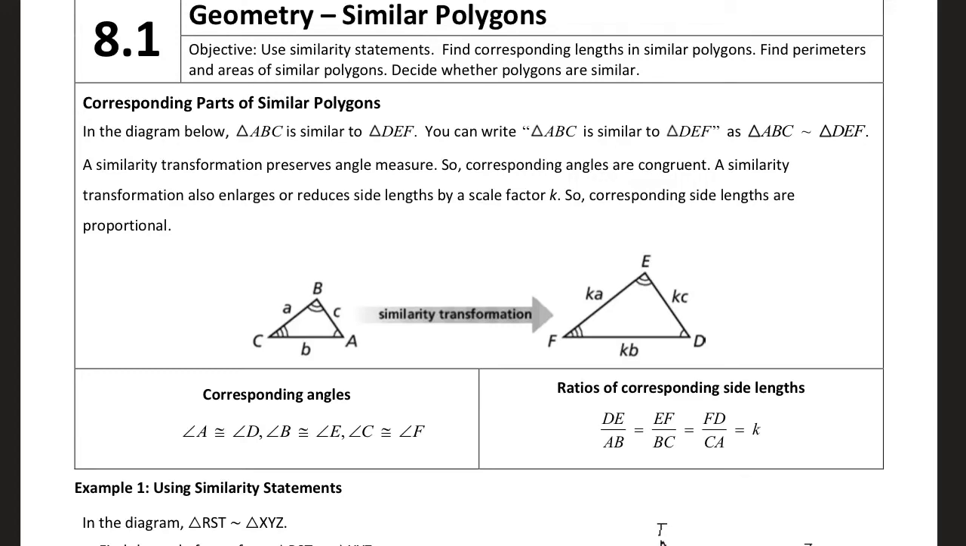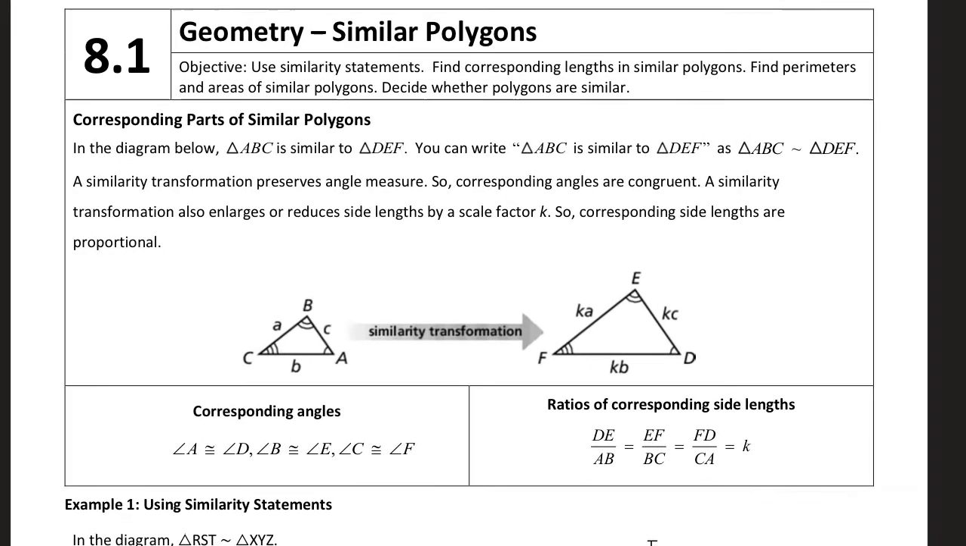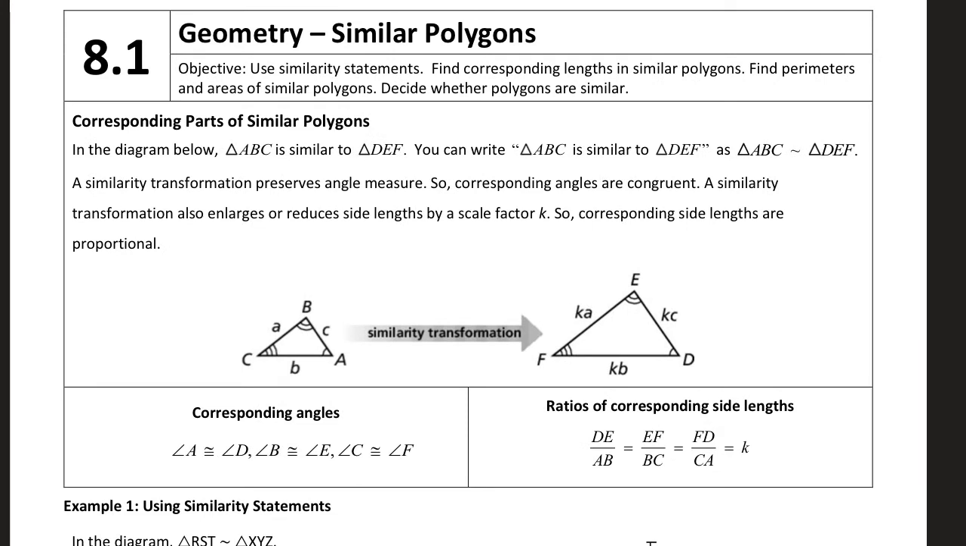Okay, so we are already to Unit 8, and in Unit 8 we're going to talk about similarity. With similarity, mostly you have to be good with solving proportions, or have a good understanding of proportional reasoning, which means equations where there's a fraction on one side and a fraction on the other side. When we talk about similar polygons, we're going to use things called similarity statements. It's up in the objectives up here.